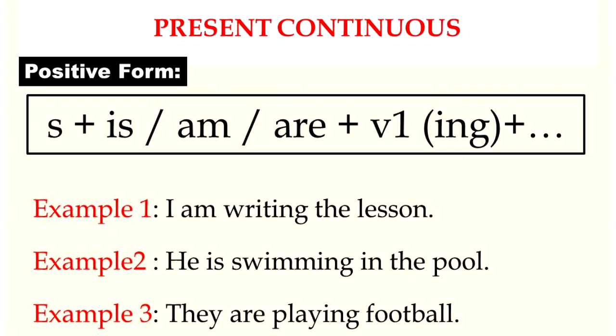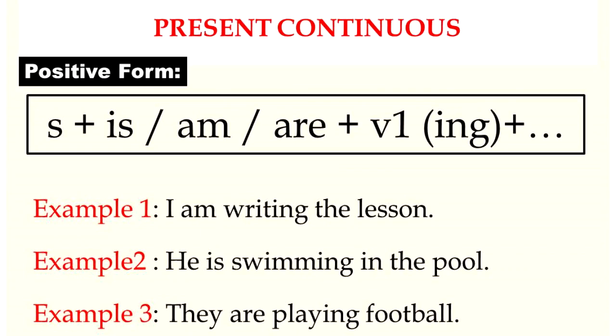For the first review, the teacher focuses on the present continuous tense, the positive form. Remember, subject plus is, am, are plus verb 1 and ing. Example, I am writing. He is swimming in the pool. They are playing football. Okay, this is the positive form of the present continuous tense. Again, subject plus is, am, are plus verb 1 and ing. This is the present continuous tense.